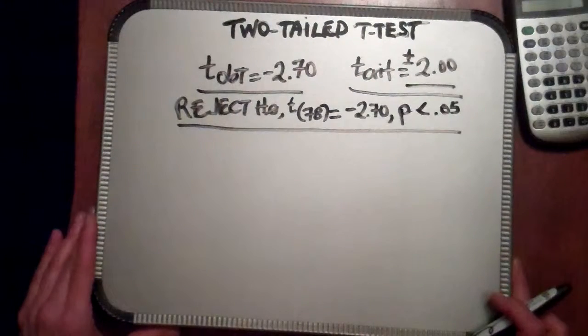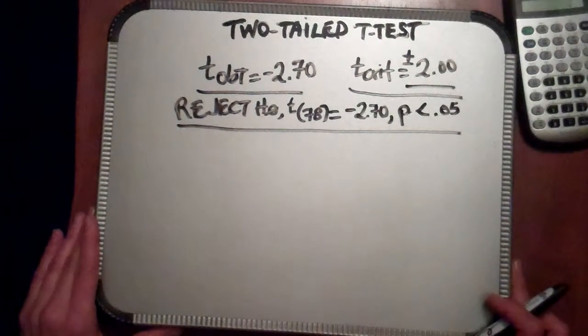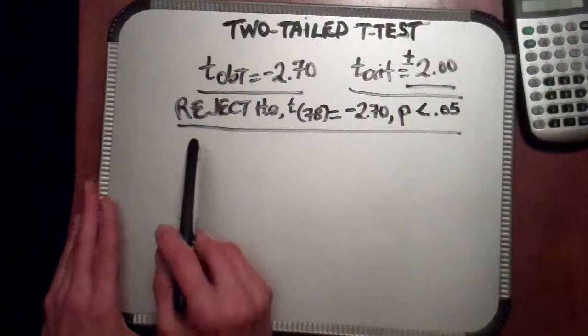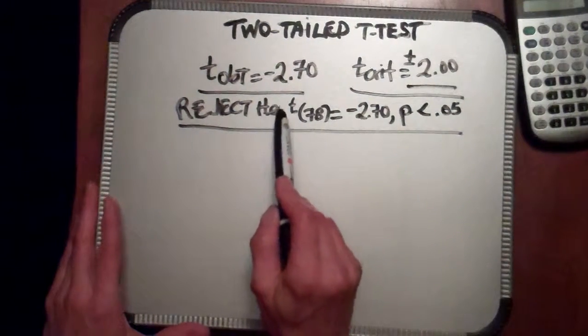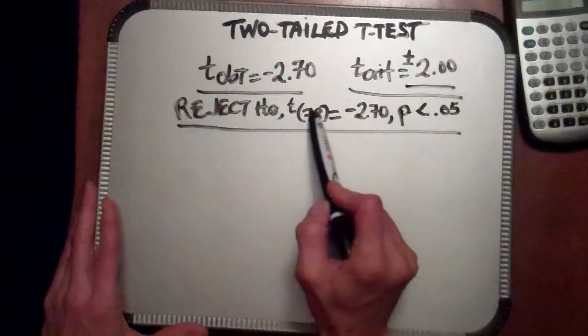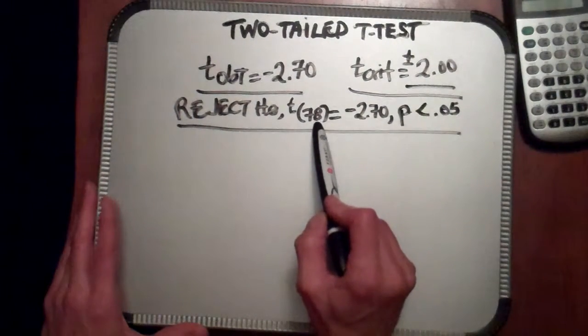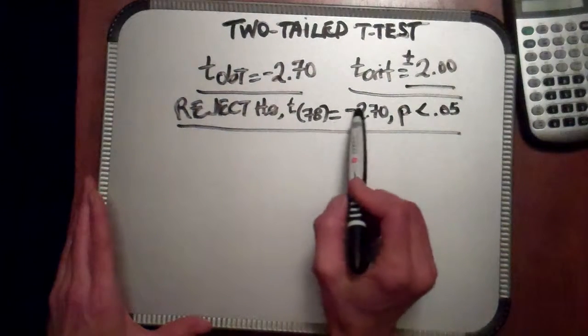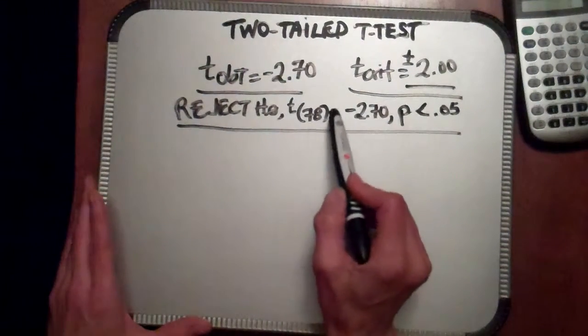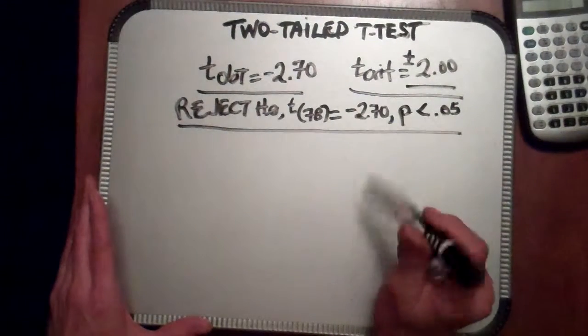So this test has returned a statistically significant result, and you can state that in symbols in the following way. Reject H0, t, parentheses 78, and what is 78 here? Of course, that's your degrees of freedom, right? So you're telling the degrees of freedom that this t is referring to.